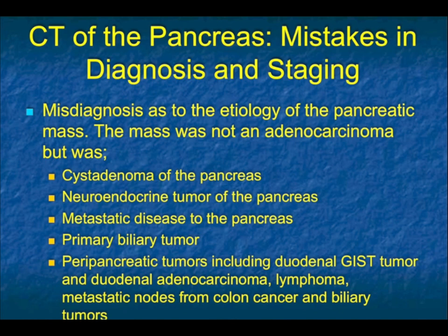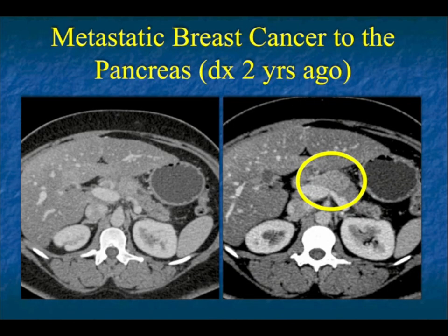So, of course, we mentioned that not every pancreatic mass is an adenocarcinoma. Cystadenomas can at times be confused. Neuroendocrine tumors when they're not very vascular. Mets of the pancreas usually are hypervascular, typically not a problem, but they can be. Biliary tumors distally, particularly when a stent has been placed, can be difficult. And as I showed you an example of a GIST tumor, but also duodenal adenocarcinoma, lymphoma, metastasis, particularly for nodes in the peripancreatic region, can be somewhat confusing, and that commonly occurs from colon cancer.